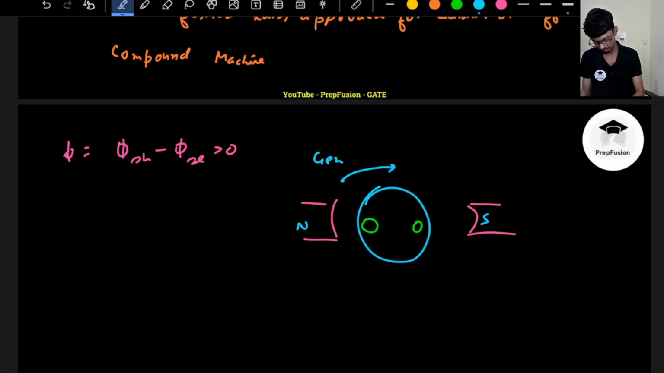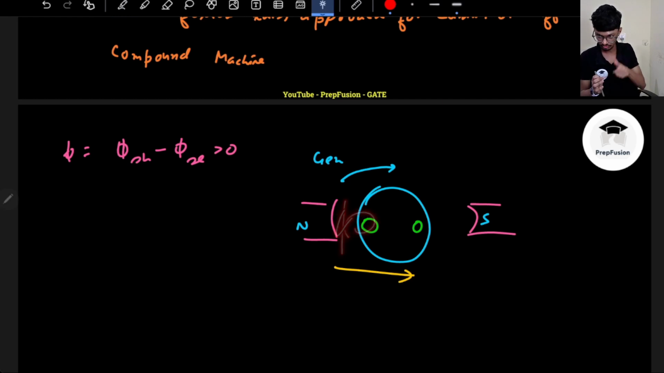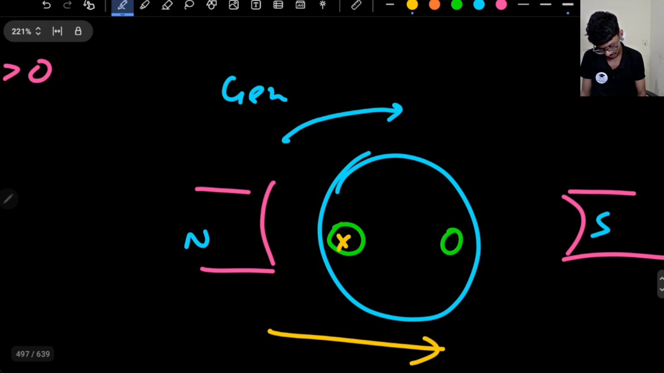So if I see, the field direction will be here. The forefinger is the field direction, the thumb is the direction of the rotation. For this conductor it is going in the upward direction, so thumb will be upwards and the middle finger will be going inwards. So the current direction for generator will be inwards. Okay, and from here it will be outwards.